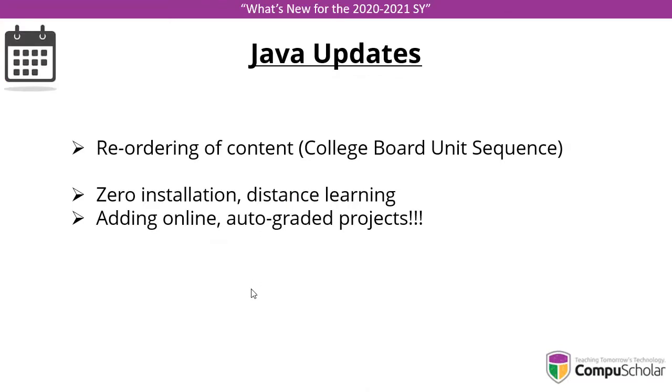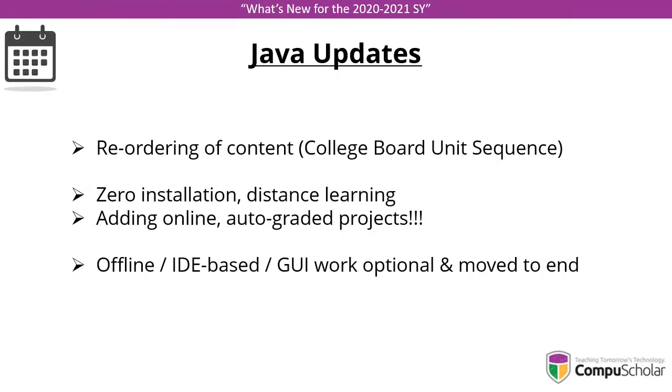And then the next thing that we're doing is we're making this Java course something that will be very friendly to distance learning, to situations where you need to do zero installation of software. So if you need something that'll work on a Chromebook or a tablet or so forth, that's what we're aiming for. So we'll also, as part of that, be reworking those chapter activities to be auto-graded projects, much like the Python course. So when we are done with these updates, you will have a Java AP-CSA course that is fully auto-graded.